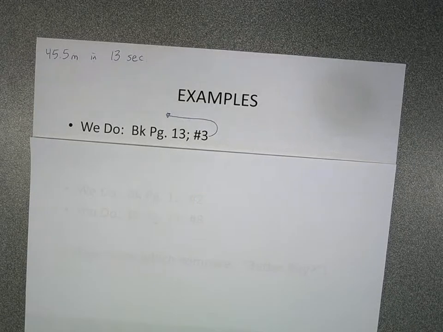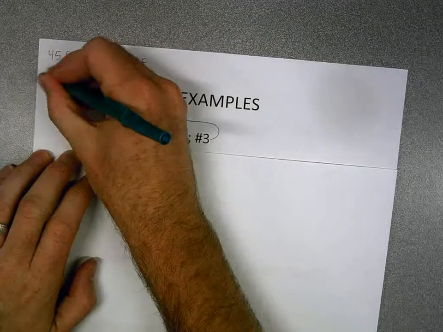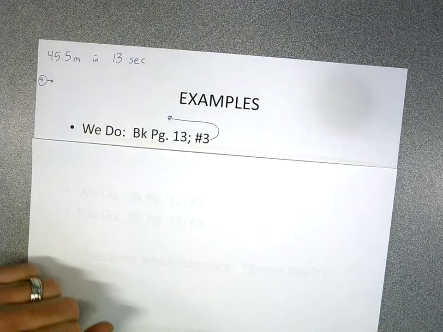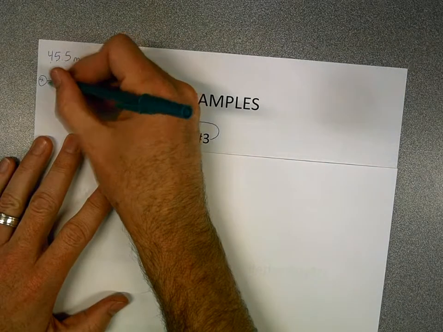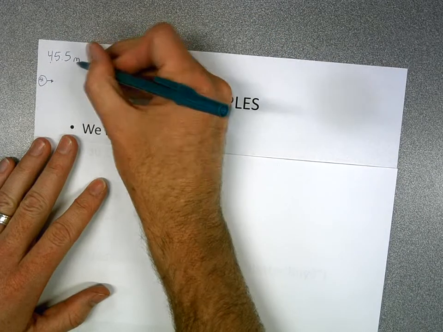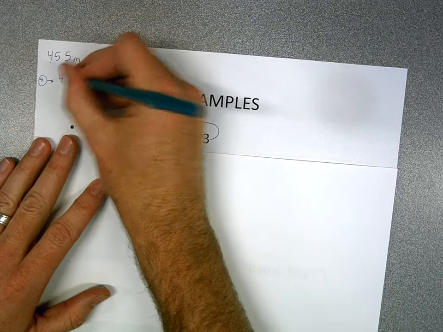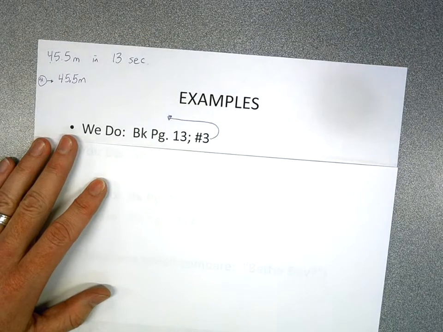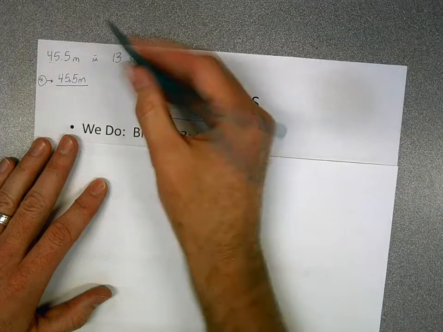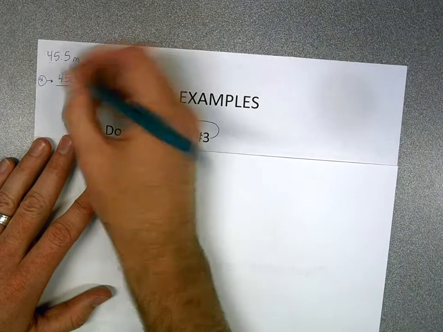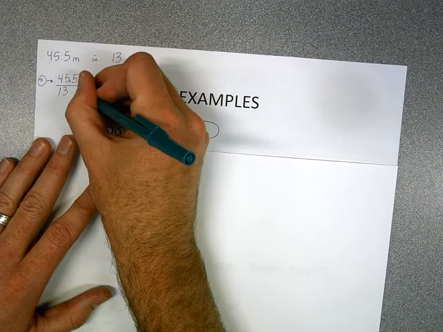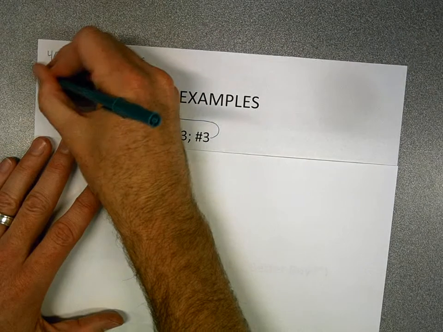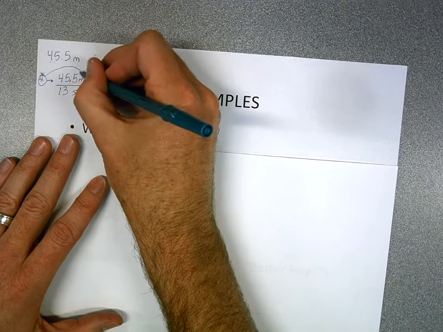So here's what I want to do. Step 1 is I want to place this in fraction form. I'm going to take the very first number with its units and write it up above, 45.5 meters. I put it in the numerator spot. And then in the denominator spot, I'm going to put my second number with its units, 13 seconds. Now here's what I want you to do for step 1. Put a little star by our notes and draw an arrow from that star to the units.